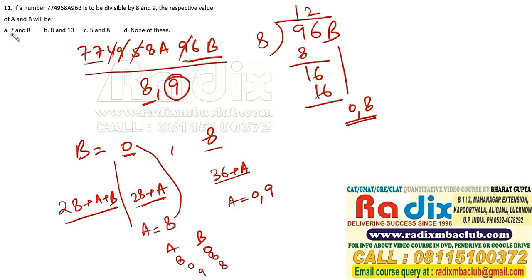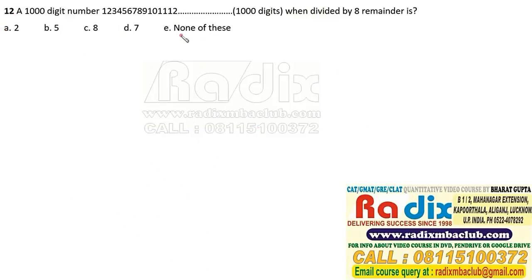So we have 7, 8 not possible, 8, 10 not possible, 5 and 8. So only possibility is D option, none of these. Okay. Next question. That is a very important question.